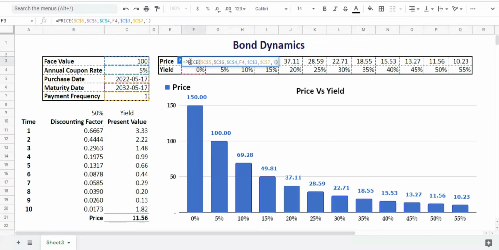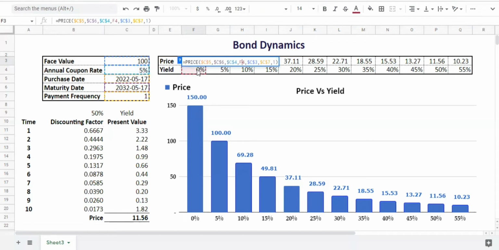You have to type the price function. The first argument, C5. What is C5? The purchase date. First you have to input the purchase date, and then C6, which means the maturity date. And then you have to take the annual coupon rate, which is 5% for this example.